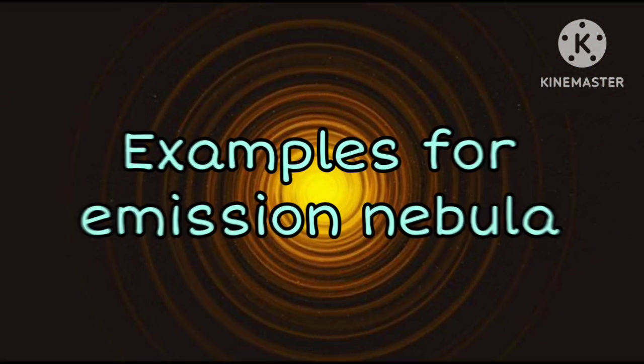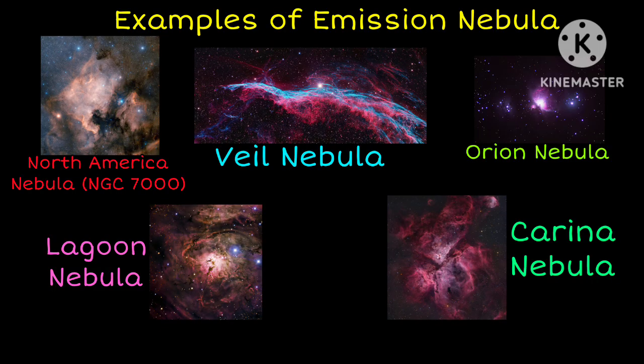Examples of emission nebula. Some prominent examples of emission nebulae visible from Earth include the North America Nebula, NGC 7000, and Veil Nebula, NGC 6960 or 6992, in the Northern Celestial Hemisphere, and in the Southern Celestial Hemisphere, the Lagoon Nebula, M8 or NGC 6523, the Orion Nebula, M42, and the Bright Carina Nebula, NGC 3372.